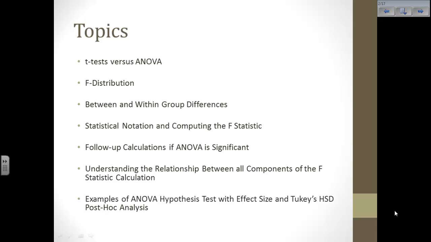And then I'll show you how to understand the relationship between all of the components of the F statistic calculation. So we're going to be putting all of these calculations that lead up to the calculation of F in something that's called a source table. And I'll show you how all of the values in the source table are related. And then I'll show you two examples of an ANOVA hypothesis test where we calculate effect size and we do that post hoc analysis, which is called Tukey's HSD.